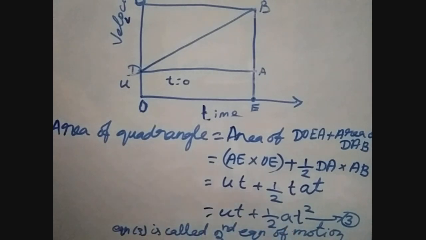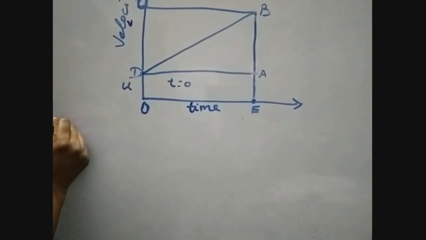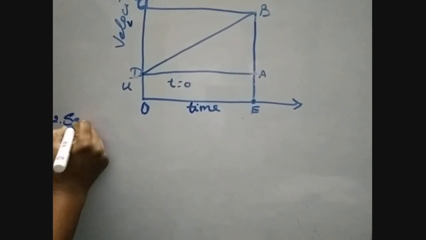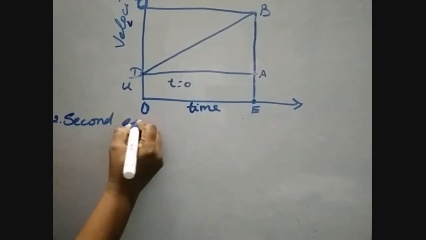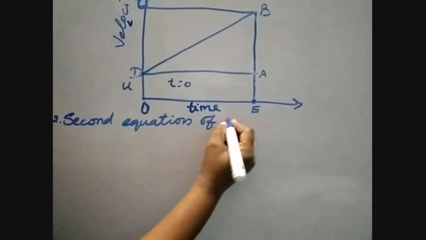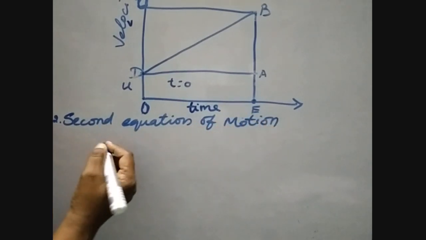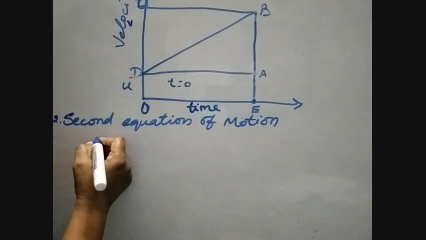Now we are moving into the second equation of motion. Here we are going to derive the formula for distance, S.